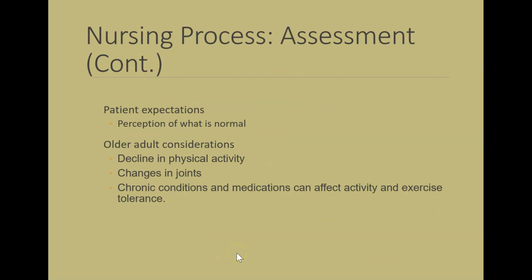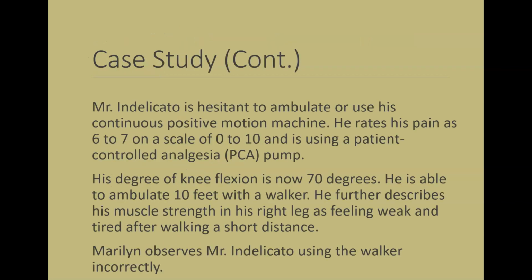Next, you have the patient expectations. Remember, I told you guys throughout all the patient expectations, you want to make sure that they have realistic perceptions and that they are normal. Older adult considerations: they will have decline in physical activity, changes in their joints, chronic conditions that may affect their activity and exercise tolerance, and you want to do all that you can to overcome these particular things for these individuals.